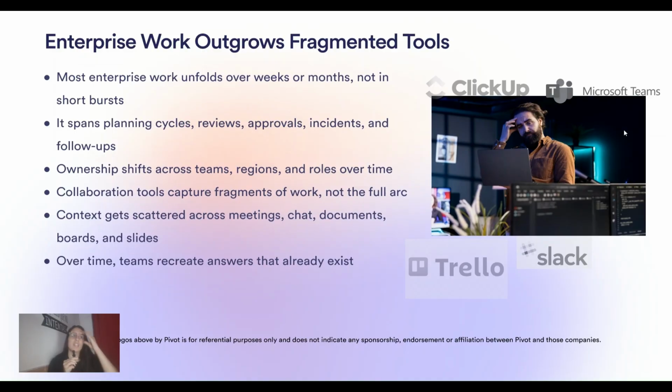A plan is updated, but the discussion that led to it lives somewhere else. When leaders ask for updates, teams recreate answers that already exist, just scattered across tools. So that's not a productivity problem, it's a structural one. Most collaboration platforms treat work as something transient. Messages scroll away, boards reset, documents multiply. Very few systems are designed to hold work as it evolves.